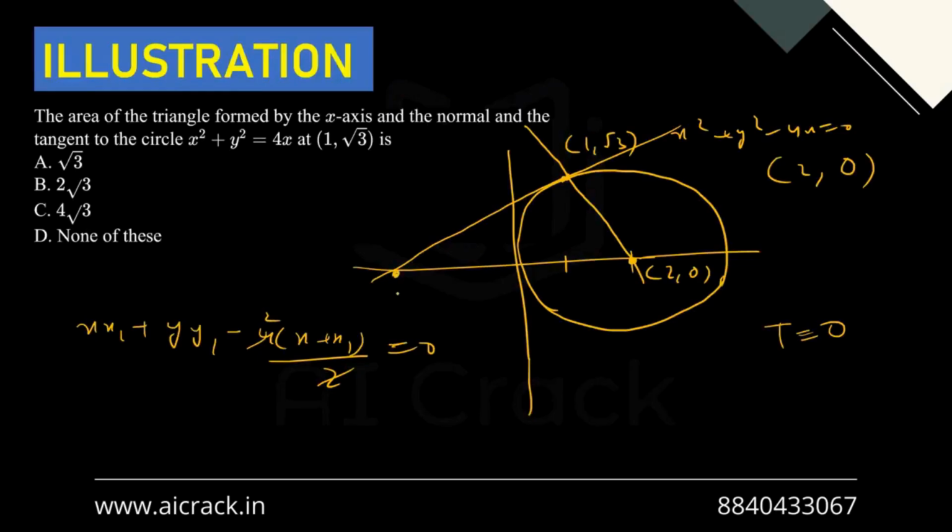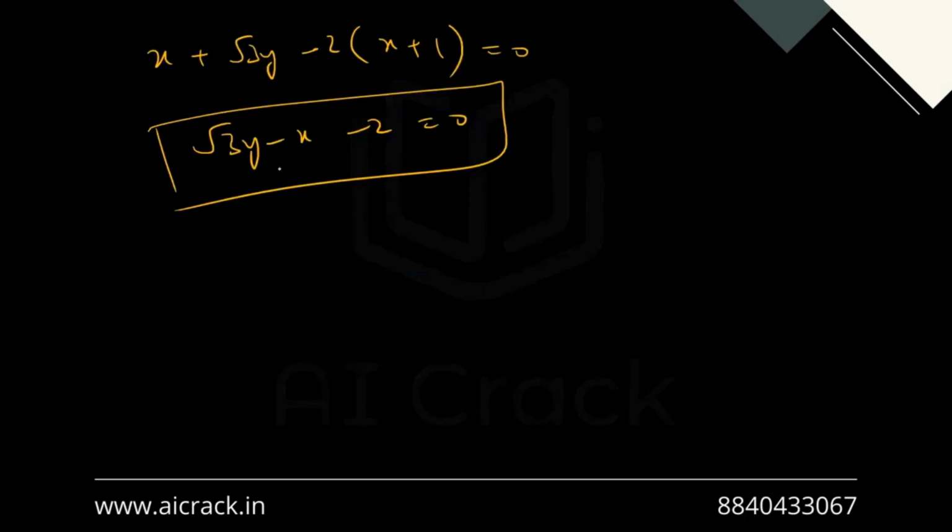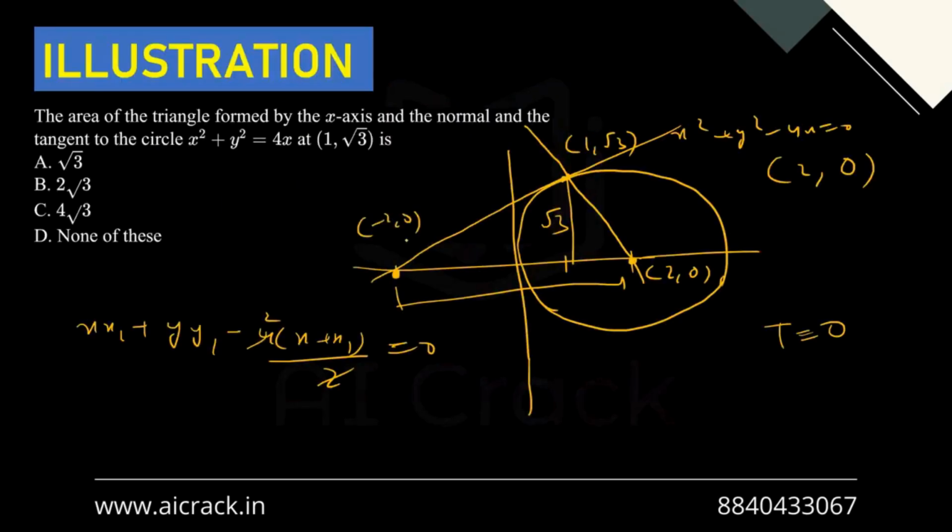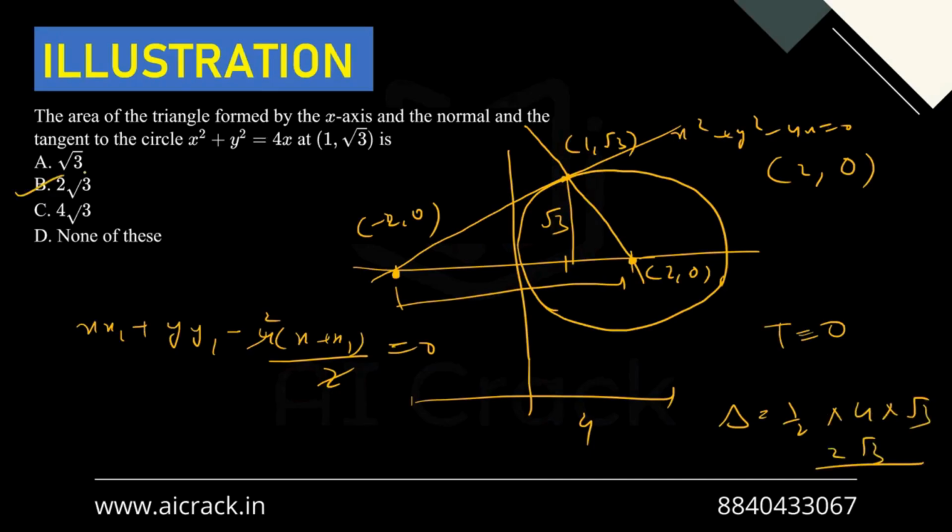And if you want to find out the area, we need base and height. Height we already know. Height is basically the y coordinate, that is root 3. And if you want to find out this distance, we need to know this x coordinate, right? For that, we'll have to put y equals 0. If I put y equals 0, I'll get x equals minus 2. Okay. So basically this coordinate is minus 2 comma 0. And this is 2 distance, this is 2 distance. So this distance is actually 4. So delta would be 1 by 2 times 4 into root 3, that is 2 root 3. B is the correct answer.